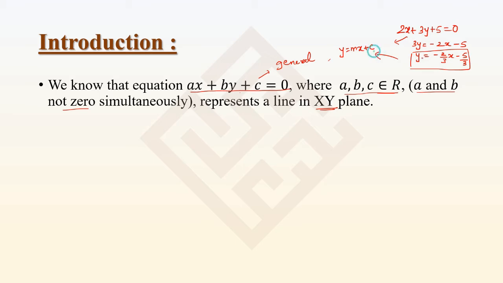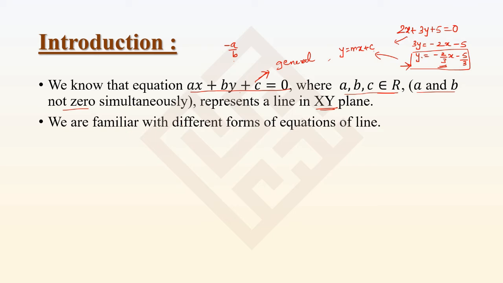Then if you compare the equations, you can find out the value of m. So if you have a general equation given, then looking at the general equation, you can say what is the slope of this given line. The slope of a general equation of the line is given as minus a divided by b. Or it can be brought into the standard form, and then you can find out the slope. These are the two ways of finding the slope of a given line. This we have studied last year. So we are familiar with different forms of equation of lines.